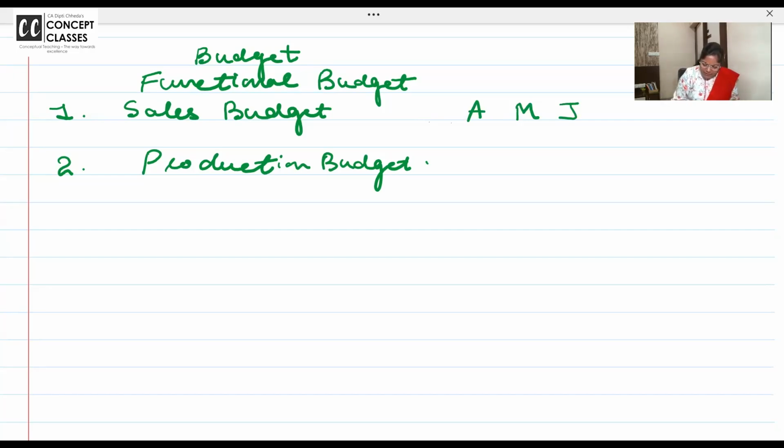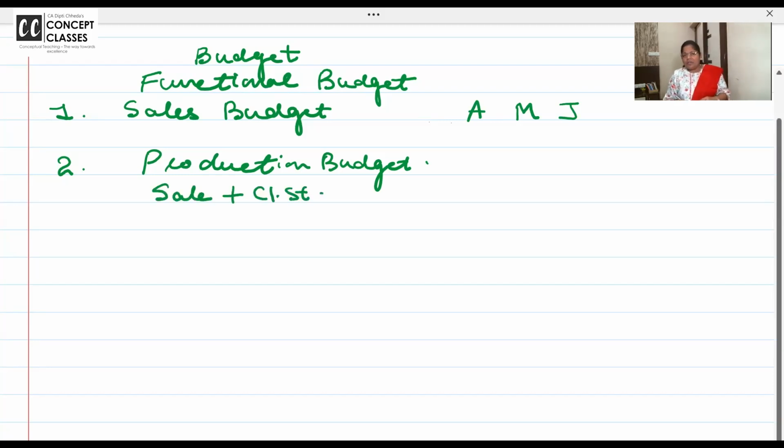In the production budget, we know how much we are going to sell. We know the closing stock. कैसे पता चलेगा closing stock? They'll give closing stock in April should be 20% of the sales of May month. Like we speak Gujarati and Telugu, this is the language of budgeting. So for the coming 10 minutes, be focused so that you do the calculations and everything will be clear.